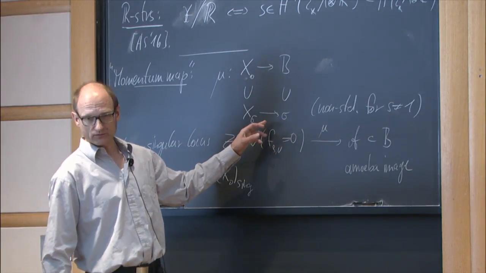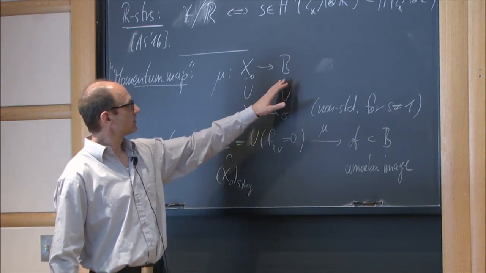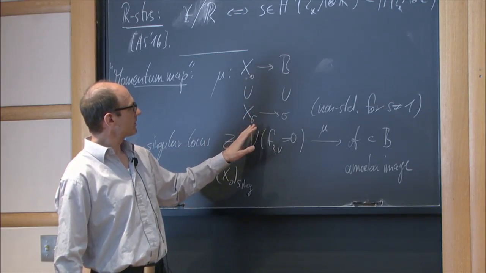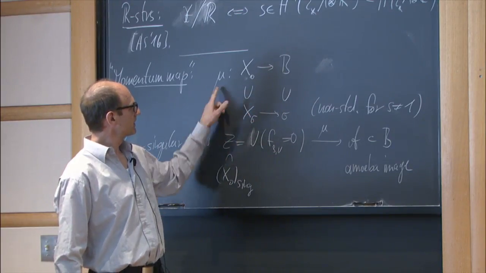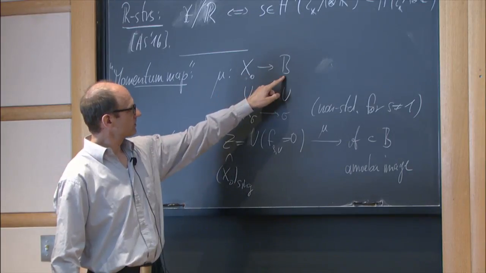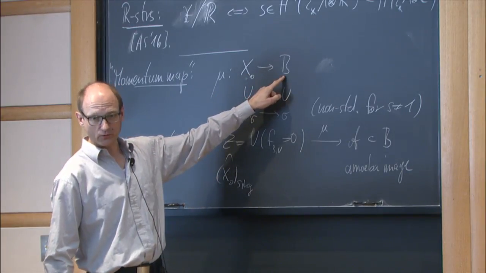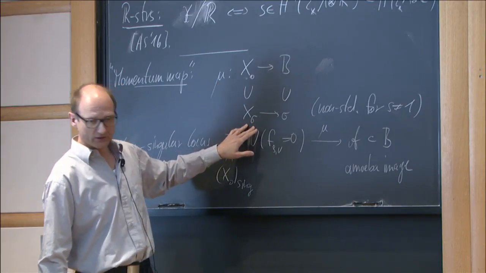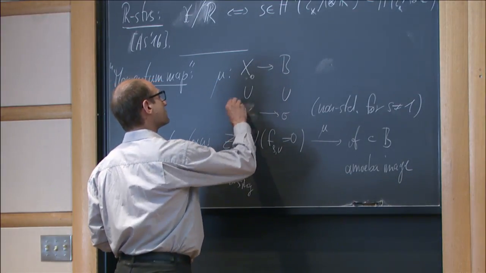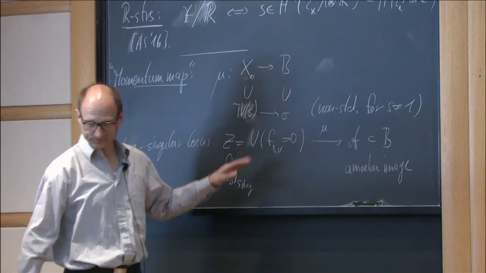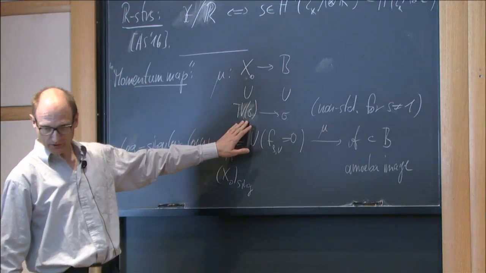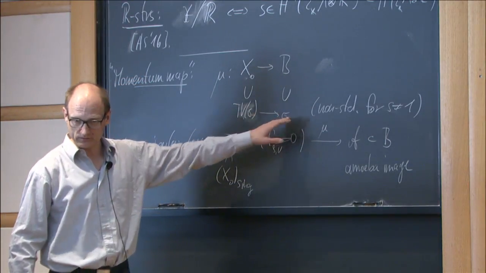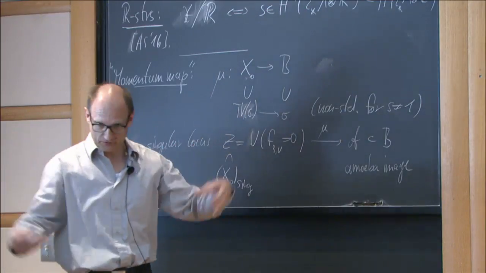Sorry, the image of full mu on x0, not just an irreducible component? No. I'm saying that if you restrict mu to one irreducible component corresponding to sigma, the image is sigma. And then you patch.